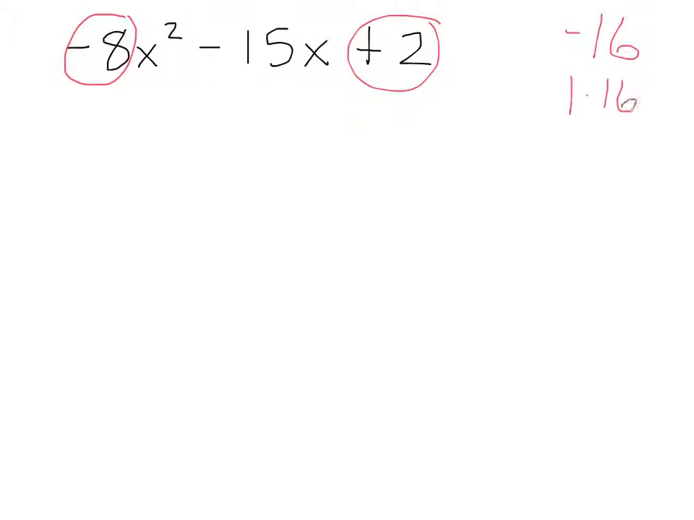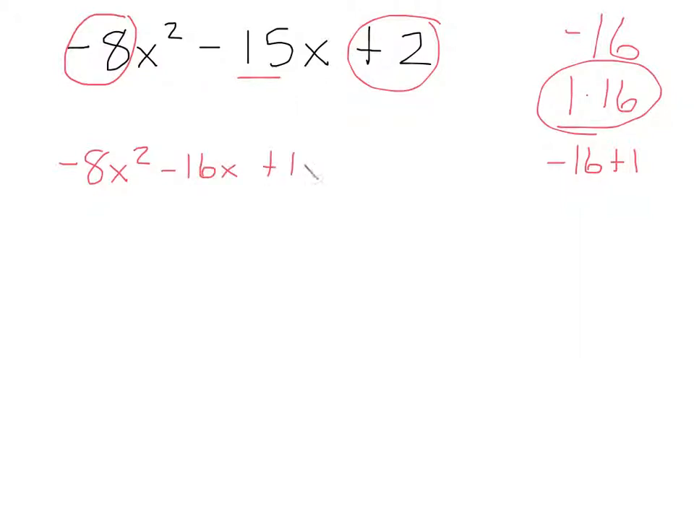1 times 16. And that's probably your answer right there, because 16 minus 1 is negative 15, right? But we're going to have to do negative 16 plus 1, aren't we? To get negative 15. So I'm going to go negative 8x squared minus 16x plus 1x plus 2.